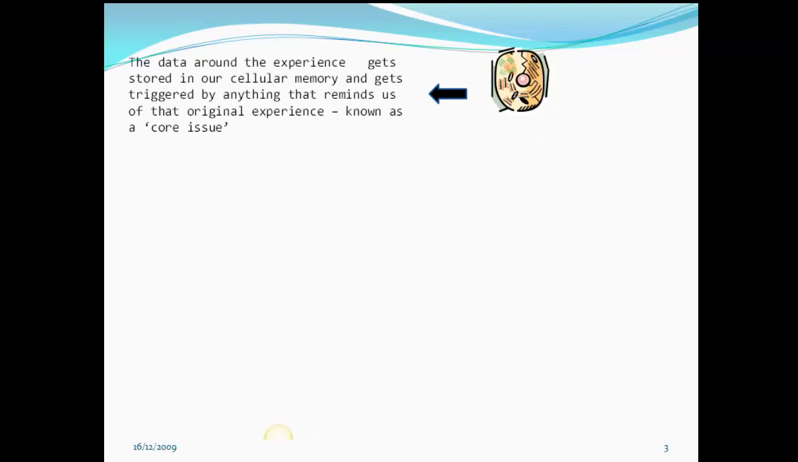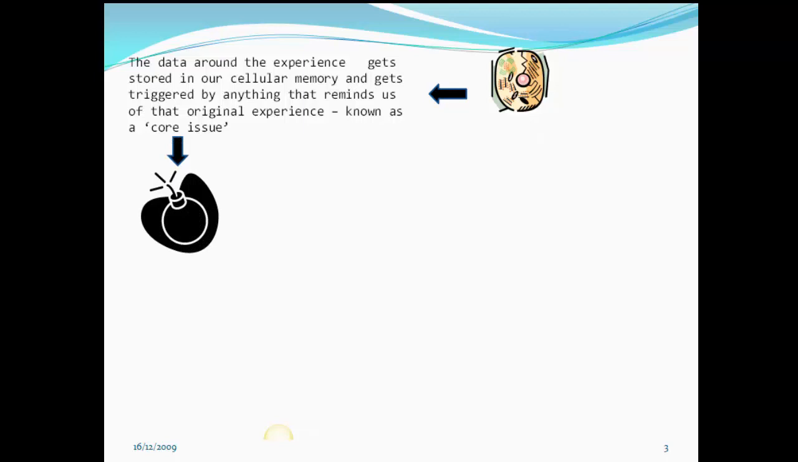So all the data around that experience gets stored in our cellular memory, and just like data in a computer, that gets triggered by anything that reminds us, coming in via the senses, of that original experience. And it is this data, this information, that is known as a core issue. So I hope that's cleared that up a bit.